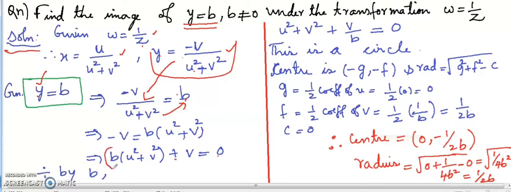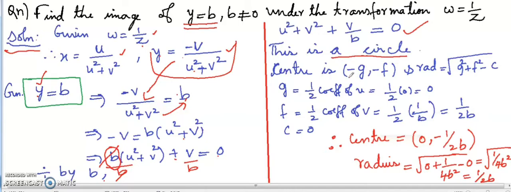Then to eliminate this B, dividing by B, this B will be eliminated, right? We have to divide by B each and every term. So B will be eliminated. We have U square plus V square plus V by B is equal to 0. We know this is a circle.